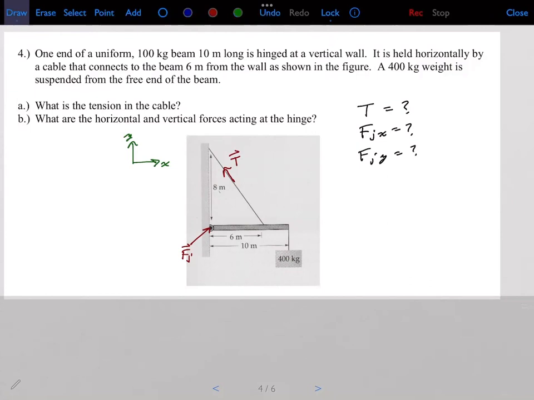The other thing we know is that this thing has a weight. So now this beam is not massless anymore. It actually is a heavy beam. It's a 100-kilogram beam. Since it's uniformly dense, I can assume that the center of mass of that beam is right in the center, so at 5 meters, and that's where the weight of the beam is going to act. Okay, so let me draw this out. Again, I'll draw a stick figure and then we'll calculate everything.